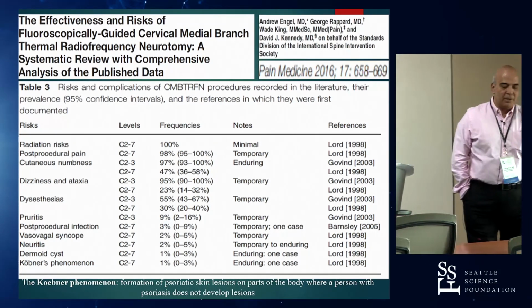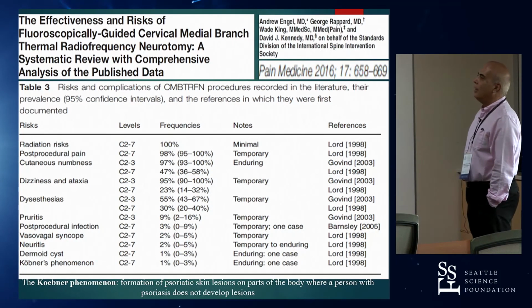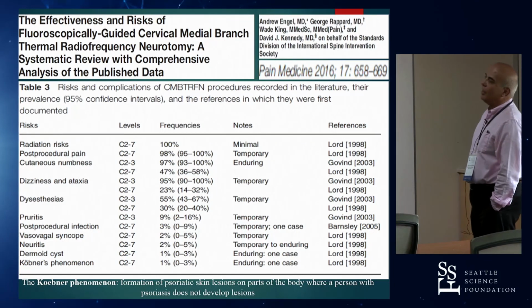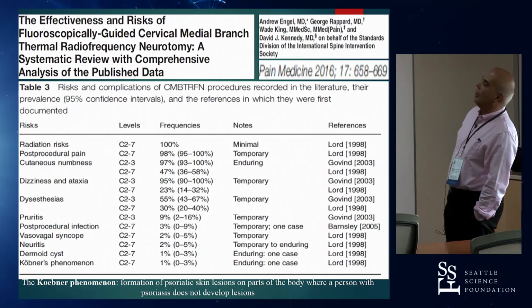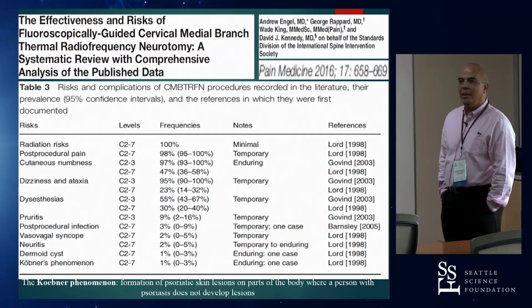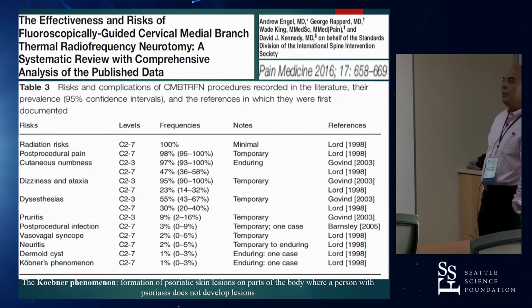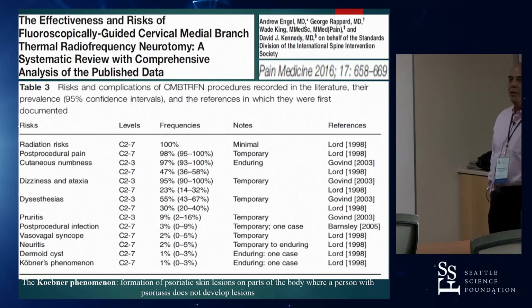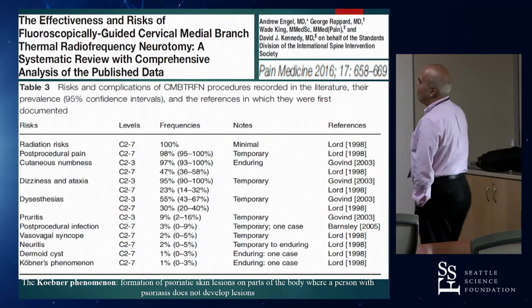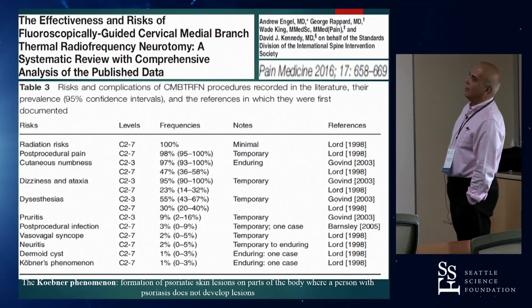These are the same articles that I've shown you a few moments ago, in which they show you that there are multiple side effects, multiple complications, potentially related to the performance of this procedure. The majority of these are temporary, they are minimal, they have described some enduring cutaneous numbness, and then I found very interesting one case of Koebner's phenomenon, which I didn't even know what it was. And so I had to look for it, and I put it down for you guys. It's the formation of psoriatic skin lesions on parts of the body where a person usually does not develop psoriasis. So be aware that something like these things can happen.